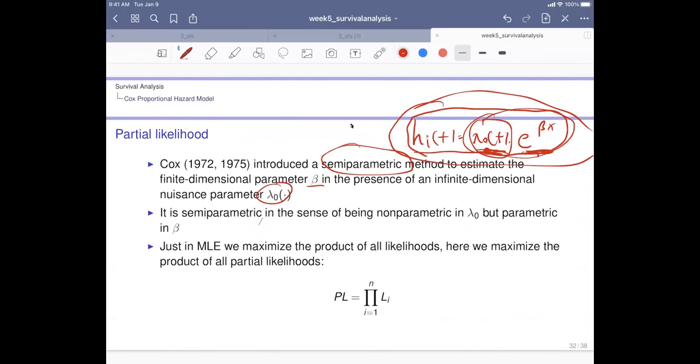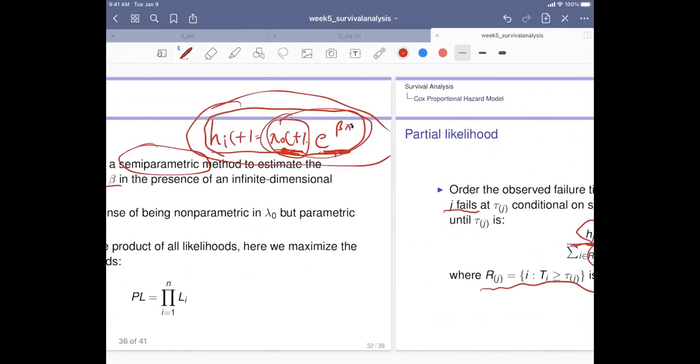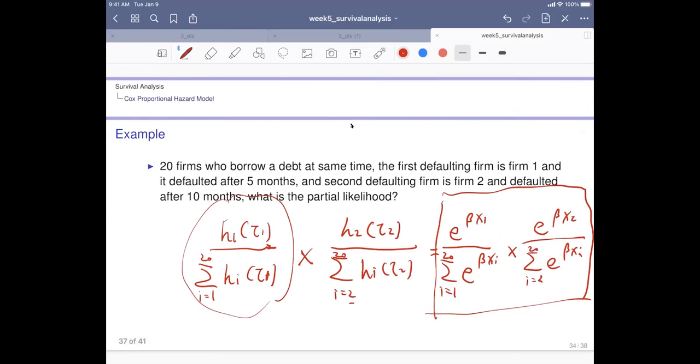Okay, so here your tau two shall be 10 months, right? Not 5 months. Tau two here. Yeah, tau two is 10 months, exactly. Okay. Yes. Right.